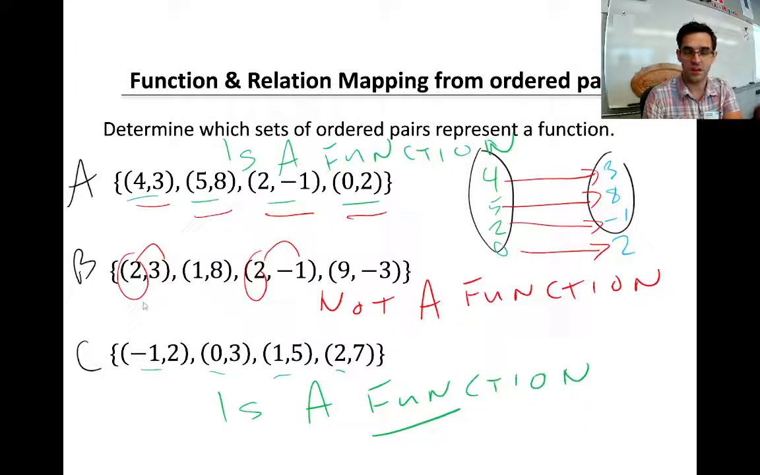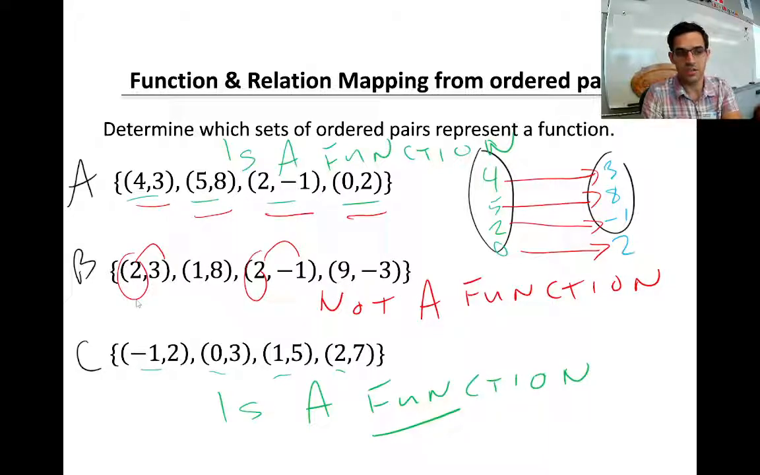Example B is not a function because I see 2 show up as an input twice, but in the first time 2 maps to 3. However, in the second time 2 maps to -1. So if we drew the diagram, 2 would be in the input, but it would have 2 arrows coming out of it. 1 arrow going to 3 and 1 arrow going to -1. So for that reason, not a function.